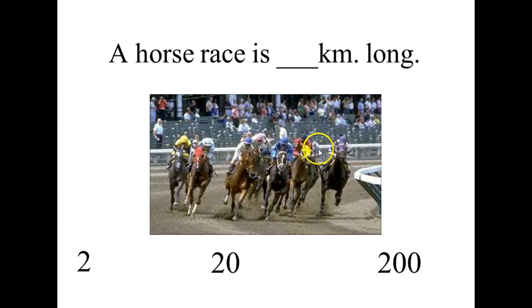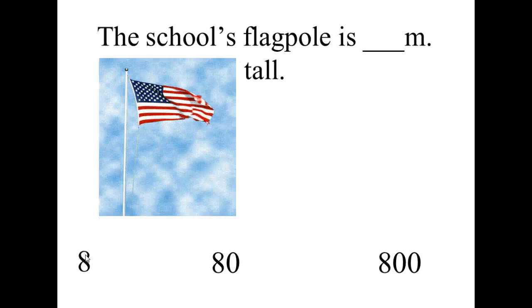If you have a horse race like at Ellis Park, how many kilometers long is it? Remember, a kilometer is over a half a mile. So do you think it's 2 half miles, 20 half miles, 200 half miles? 200 half miles would be 100 miles. I don't think the horses would last. 20 half miles would be 10 miles. And I don't know if the horses could last that long or not, but it would be a very long race, and you probably wouldn't have too many people in the crowd watching. So 2 half miles is really just about a mile long.